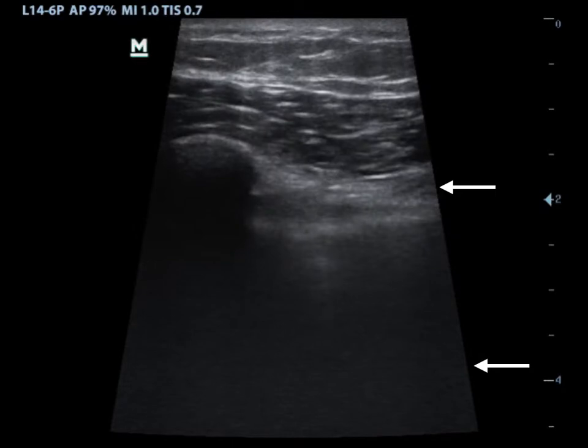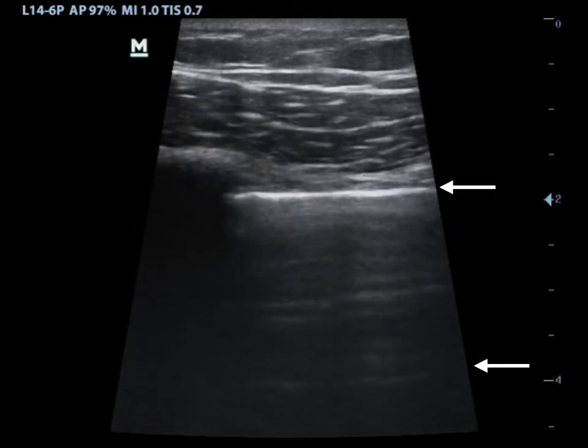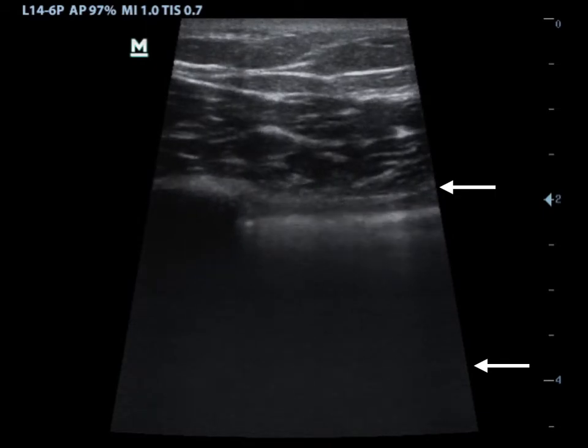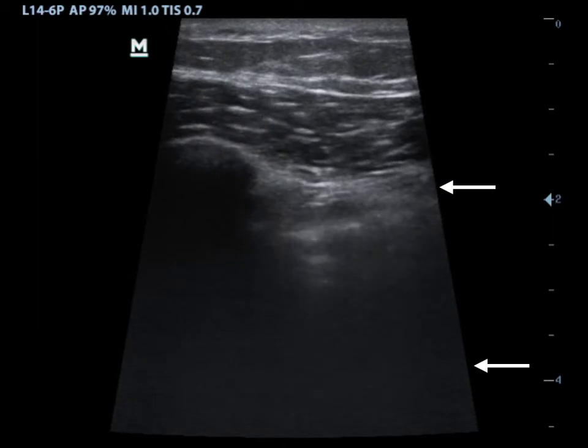So we've talked a little bit about the probe we're going to use, as in you can use many of them, but know its presets. And we know that we need to be perpendicular to the pleura. Okay, that's great. But now where are we going to look?